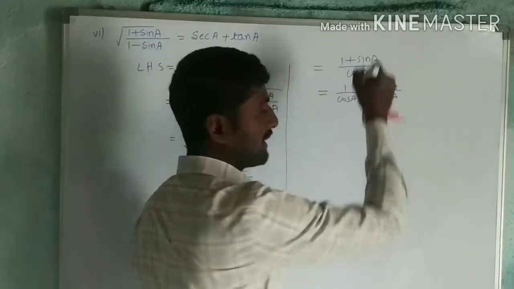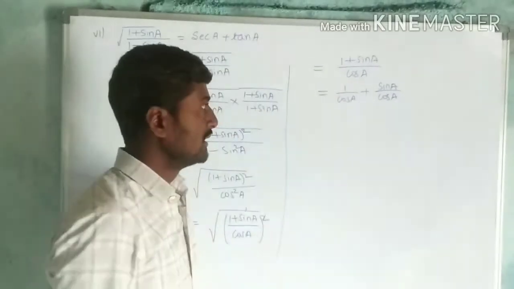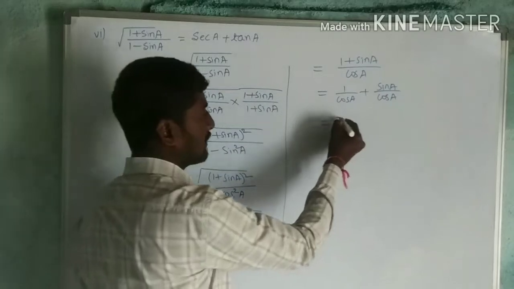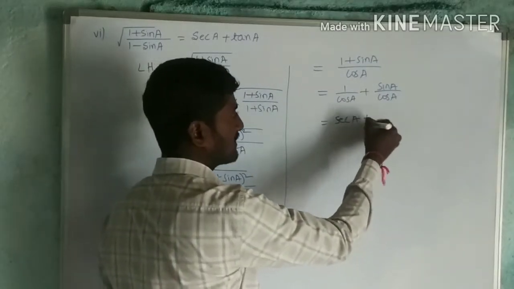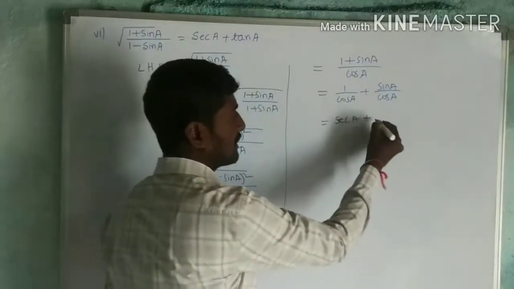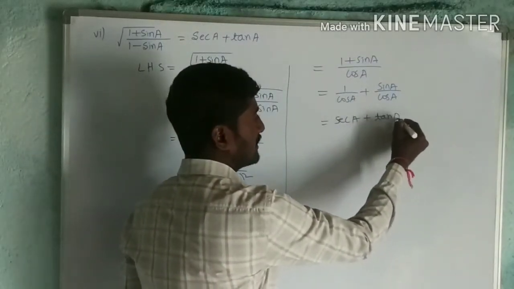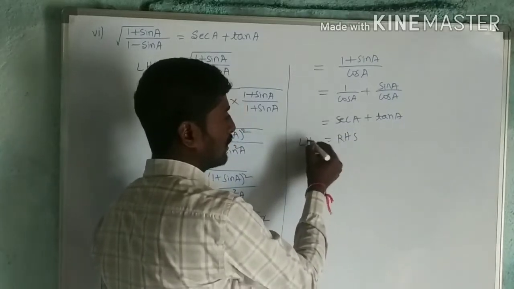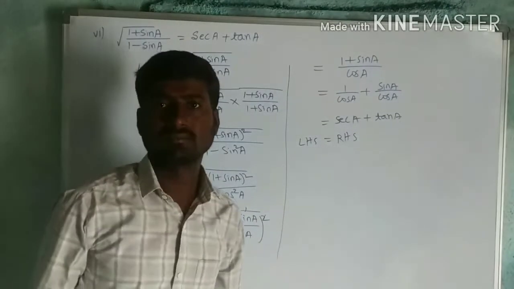If you take LCM, again we will get the back step. So this is equal to 1 divided by cos A. 1 by cos A is nothing but sec A, plus sin A divided by cos A. That is sin A by cos A is nothing but tan A. So here I am getting the RHS. Now LHS is equal to RHS, I am getting.